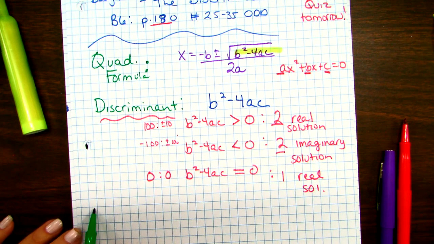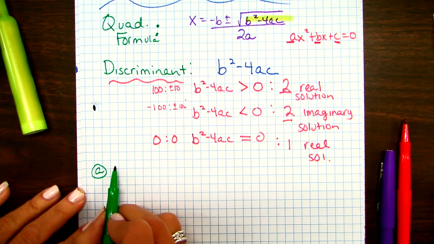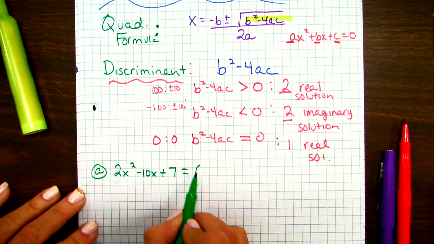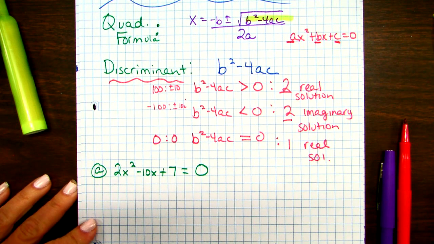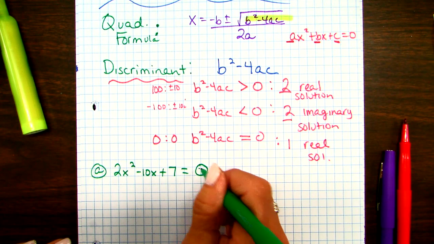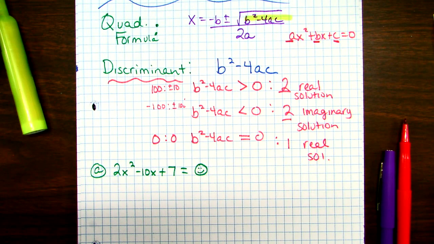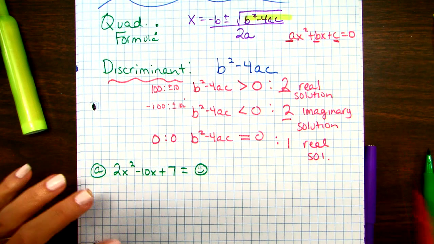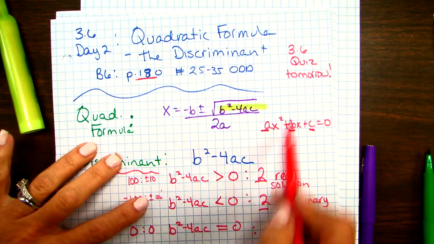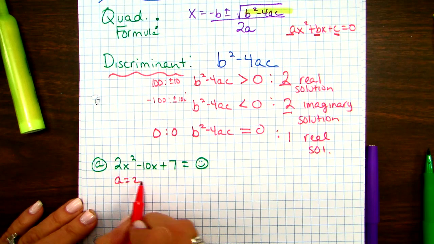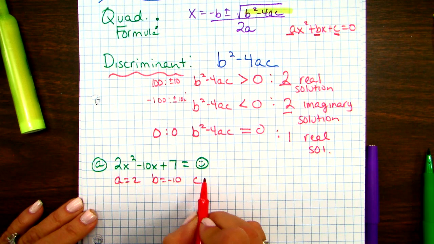So let's use the discriminant on this one. Here I give you a quadratic. Is it in standard form? What does she mean by standard form? We want zero on one side and the other side exponents in descending order. Sometimes it's given to you like that, sometimes it isn't. And all we're doing is not the whole thing, just the b squared minus 4ac. So a is 2, b is negative 10, and c is 7.